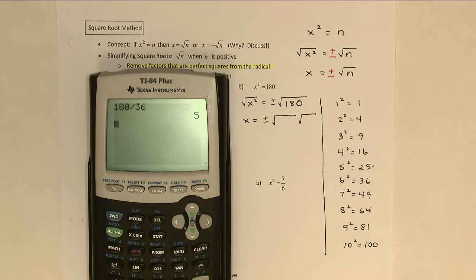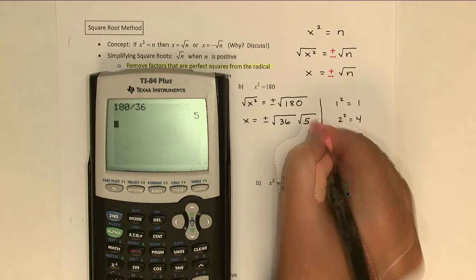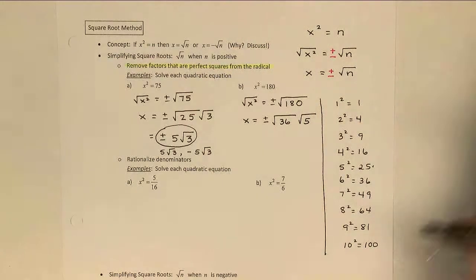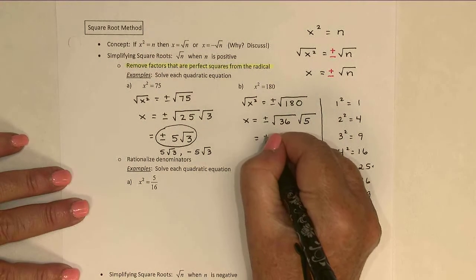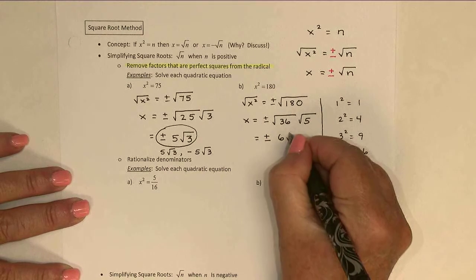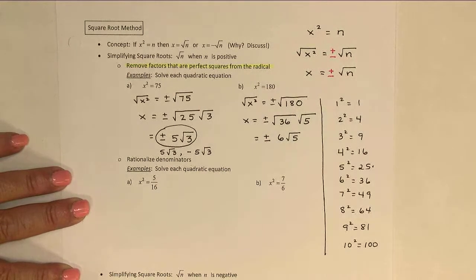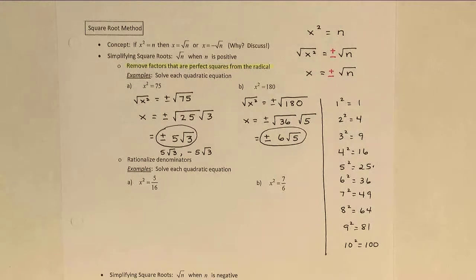Again, it's to my advantage to use the biggest divisor I can, so I'm going to go with that one. 36 times 5. Square root of 36 is 6. And the square root of 5 I can't simplify, so I'll just leave it the way it is. Plus or minus 6 times the square root of 5 is what I'll end up getting.